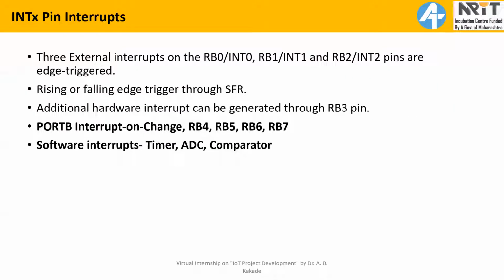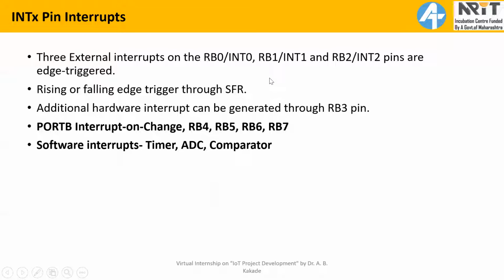There are three external interrupts. They are multiplexed on the RB0 pin, RB1 pin, and RB2 pin. On the RB0 pin, there is the INT0 interrupt. Today I am going to discuss how to trigger an interrupt on this INT0 pin. Next is the RB1 pin. The interrupt source on this RB1 is called INT1. Another is the RB2 pin. The interrupt source on this pin is called INT2.